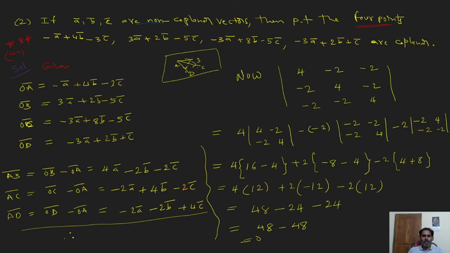Therefore we should write AB bar, AC bar, AD bar are coplanar. If these 3 vectors are coplanar, automatically the given 4 points A, B, C, D are coplanar, because AB, AC, AD all lie on the same plane, so the points are also in the same plane. Coplanar. This is the process.